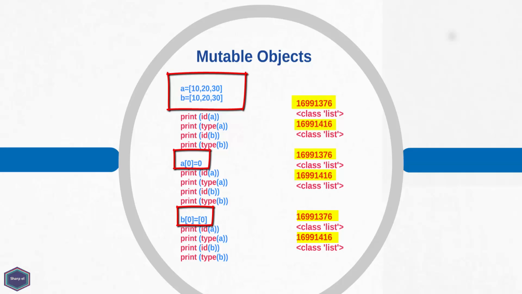Whether an object is mutable or immutable depends on the programming language. For example, strings are mutable in Ruby, but in JavaScript and Python, strings are immutable.